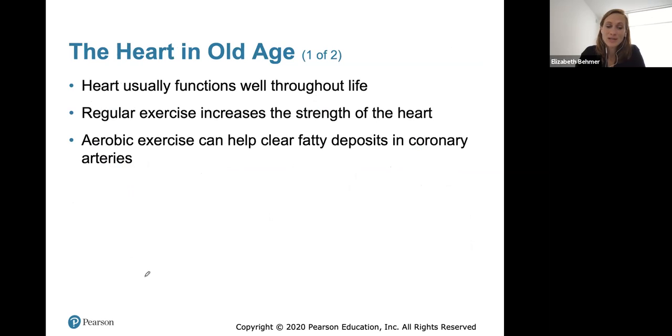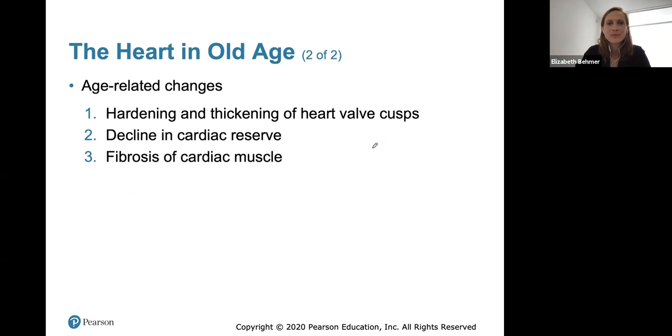The heart in old age usually functions very well throughout life. Regular exercise increases the strength of the heart, and aerobic exercise can help clear fatty deposits in the coronary arteries. Those fatty deposits can lead to a blockage, which could lead to a heart attack. Age-related changes include hardening and thickening of the heart wall cusps, decline in cardiac reserve, and fibrosis or scarring of the cardiac muscle tissue.